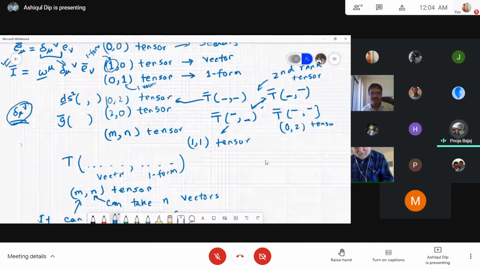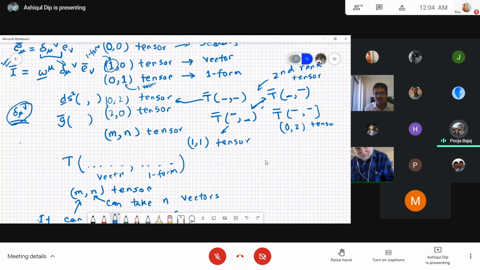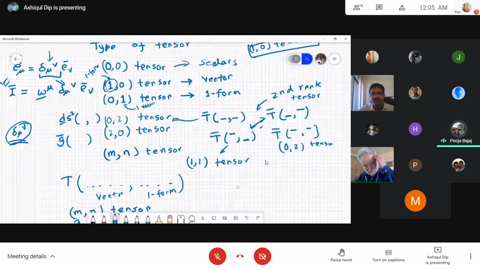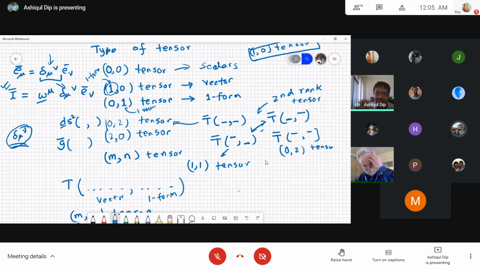So a 1, 0 tensor is a vector. Sorry? So the second one, as you wrote, it's representing one form. Then we have the 0, 0... then we have the 1, 0 tensor, so it will be a vector. You said right? Yes, it's a vector. It has one vector characteristic, so it can take one form. And this will have one form characteristic. Okay.